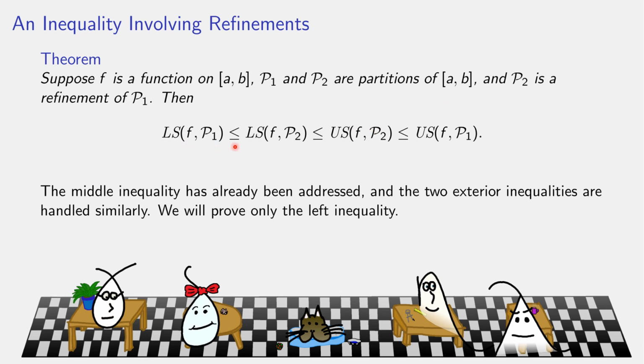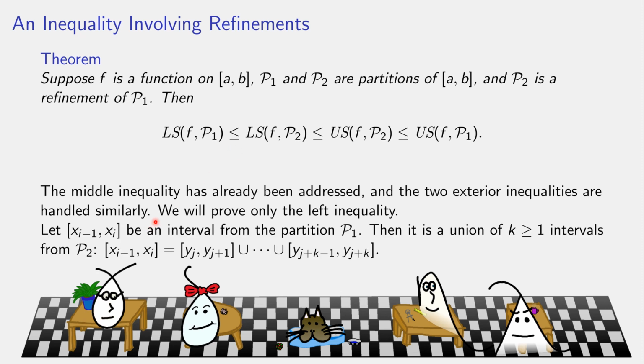So we're only going to do this one, that the lower sums can only get larger. Suppose you have a piece of the partition from the original partition, P1. When I take a refinement, P2, that big piece must be a union of some pieces from the refinement. Maybe only one of them, that's okay. But there must be some collection of intervals from the new partition, the refinement, whose union makes a single piece from the original partition.